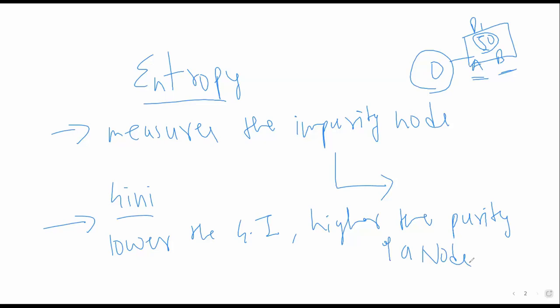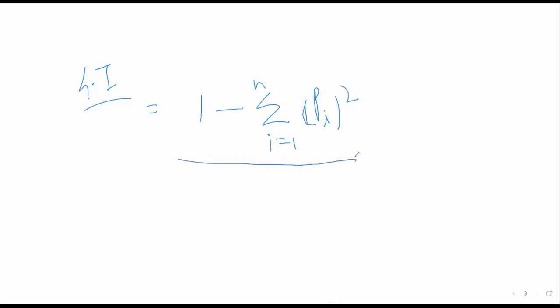Right. So the formula to find the Gini index is 1 minus the summation from i equal to 1 till n, where n is the number of classes, of the probability of each ith class, squared. So this is the formula to find the Gini index.